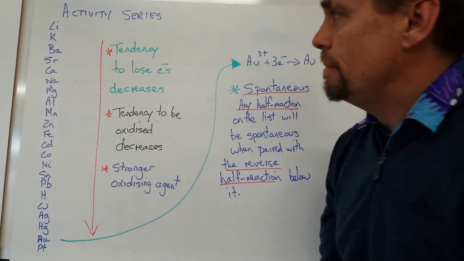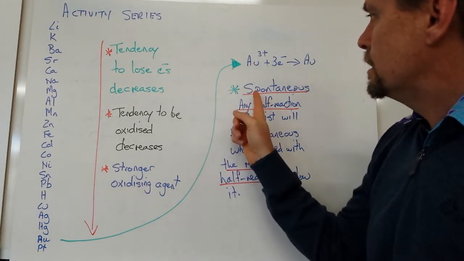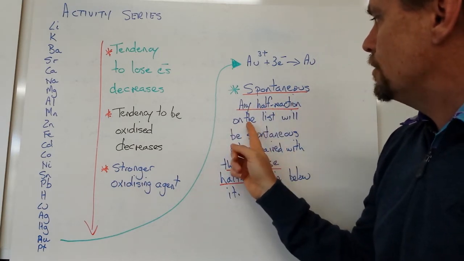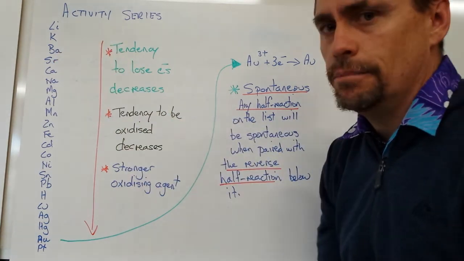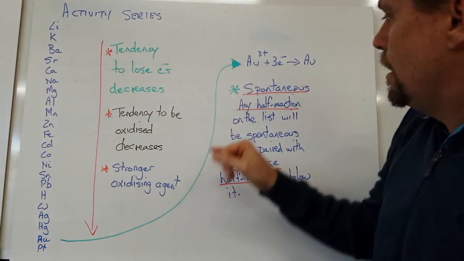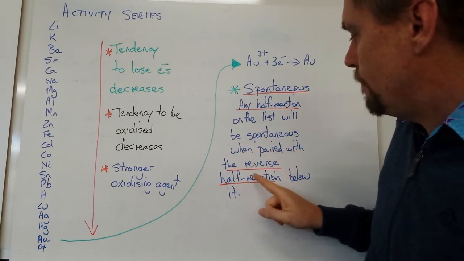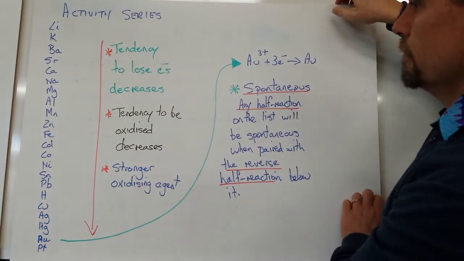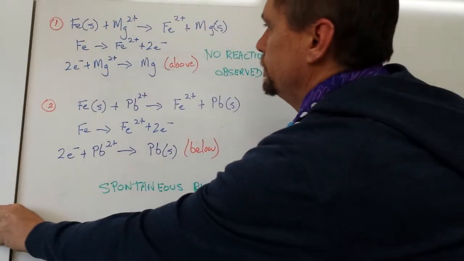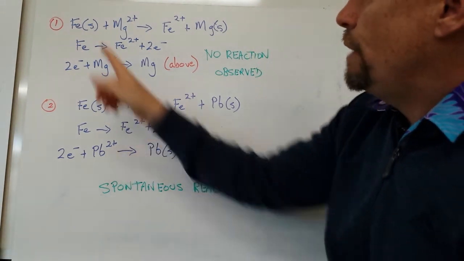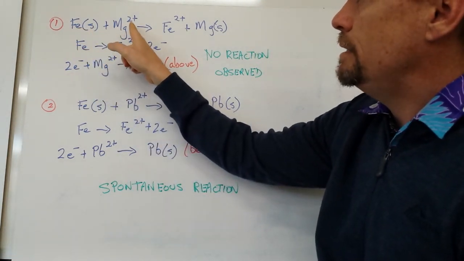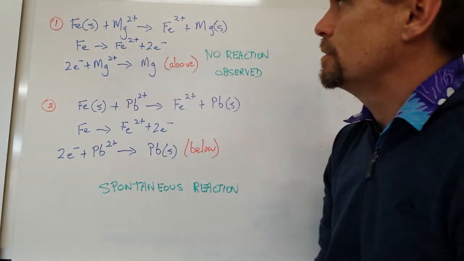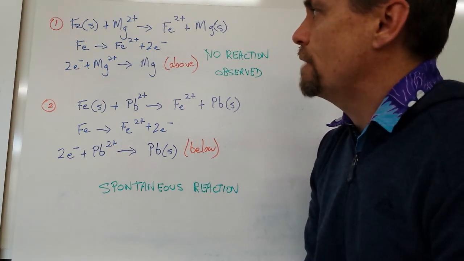So our conclusion from this is that a spontaneous reaction will occur where we have any half reaction on the list, so lithium going to lithium plus 1 electron, when paired with the reverse half reaction below it. So let's take an example. If we have iron solid reacting with magnesium in solution, magnesium 2+, to give us iron 2+ plus magnesium solid, we break it down into our 2 half reactions.